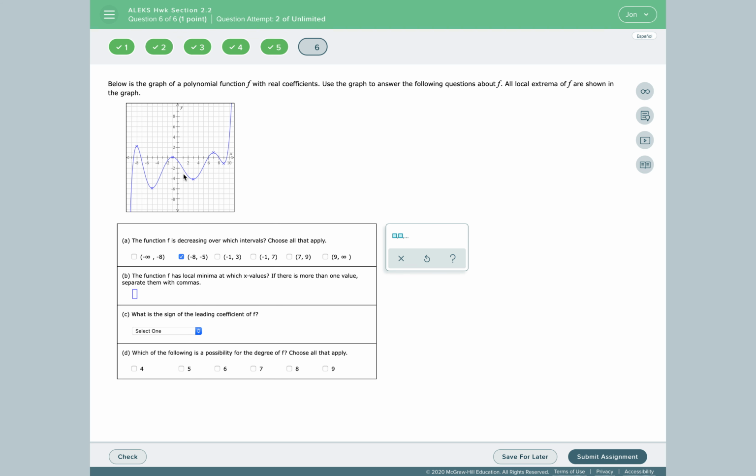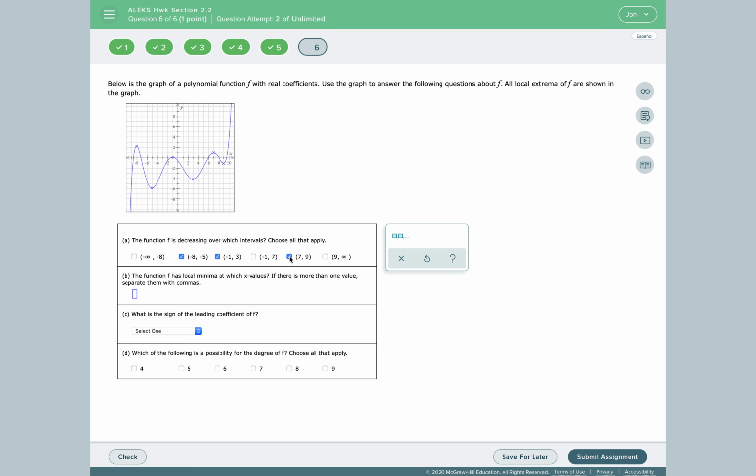And then once we look at this, we have decreasing again. So we have going past negative 3, approaching 3. And then for the last decrease, you have between 7, but not including 7, and we have 9.